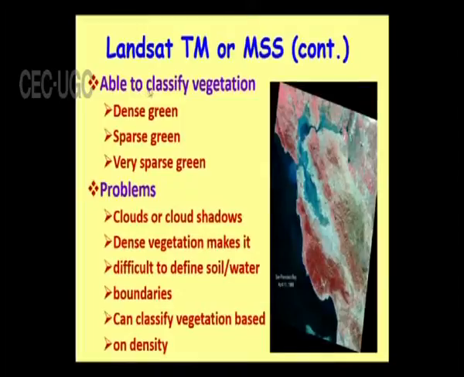And now, some other parameter, it is able to classify vegetation. Here some green color is there, they are the vegetation, and the dense green, sparse green and very sparse green. So, it is able to differentiate the different types of vegetation also. And what are the problems associated? Somewhat cloud or shadow. So, here some cloud or shadow is there, and the dense vegetation makes it difficult to define soil or water boundaries, and it can classify the vegetation based on density.